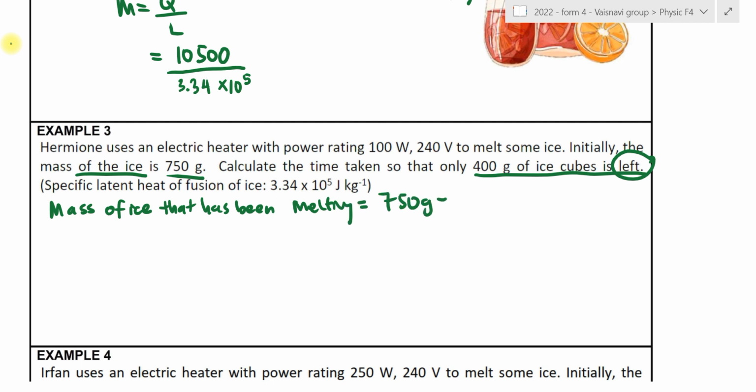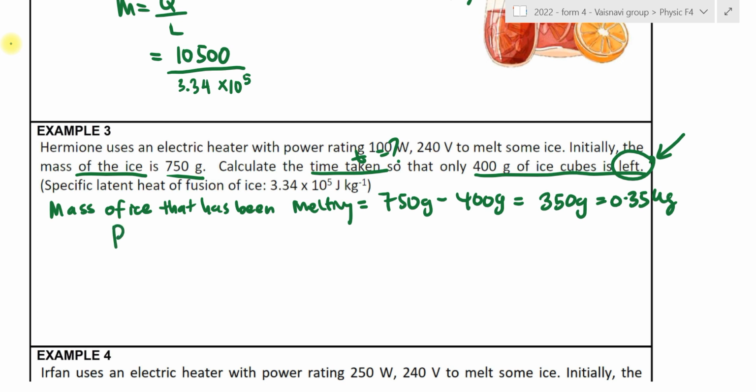750 gram minus 400 gram. Jangan ambil 400 gram. That is what is left. So, about 350 gram, iaitu 0.35 kg is melted. Okay. So, calculate the time taken if the specific latent heat of fusion is 3.34 times 10 to the power of 5.